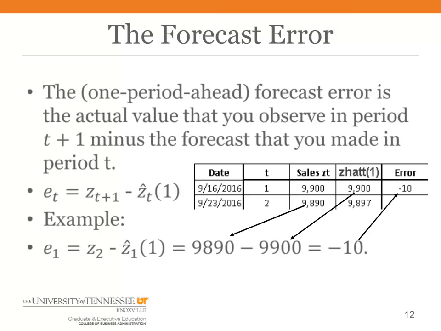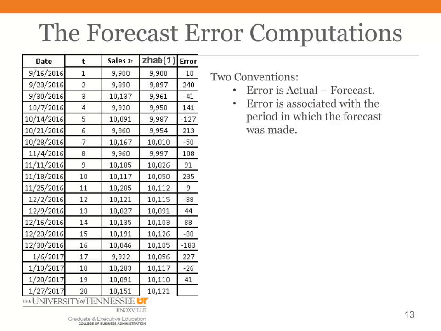In this case, I forecasted 9,900. Week 2 rolled around and I observed 9,890. So the difference between that actual and the week 1 forecast is minus 10, and that's my week 1 forecast error. Here we have all 19 errors. We can only compute 19 because the forecast that we made in week 20 will have to wait until week 21 rolls around before we can compute an error.